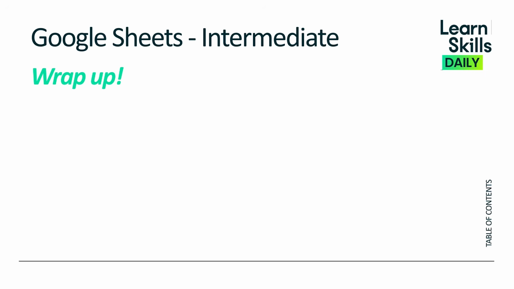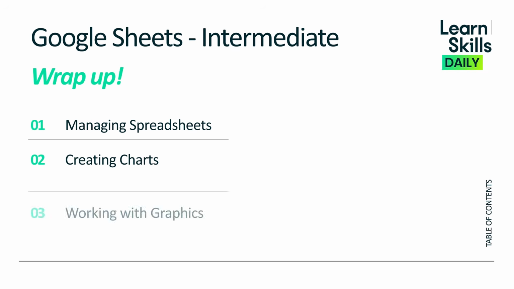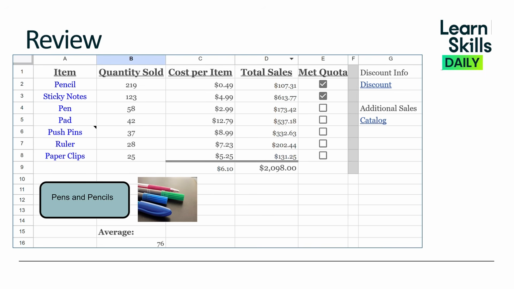This is a wrap-up of the Google Sheets Intermediate Workshop, where we covered these and more topics. As a quick review, this is what we ended up producing. We manipulated our data. We did a lot of formatting. We sorted our data. We added checkboxes. We added links to other spreadsheets. We added graphics. We created formulas and functions.